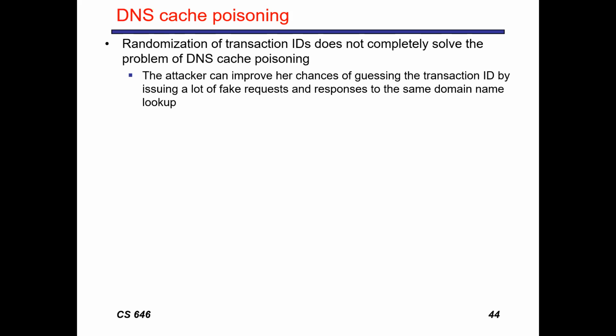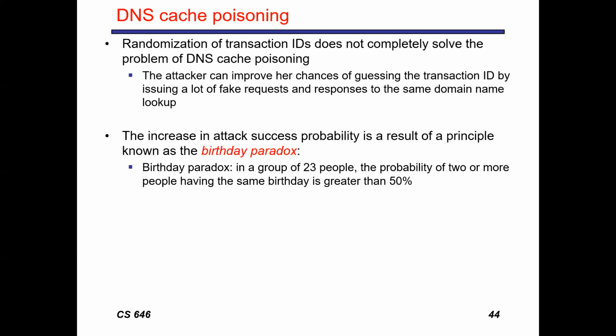Now, the question is, does the randomization of the transaction ID completely prevent this DNS cache poisoning attack? Well, the answer is not completely. The attacker still has a chance of guessing the transaction ID by issuing a lot of fake requests and responses to the same ISP DNS server. Now, to understand that, what are the chances that he will find the correct QD ID?